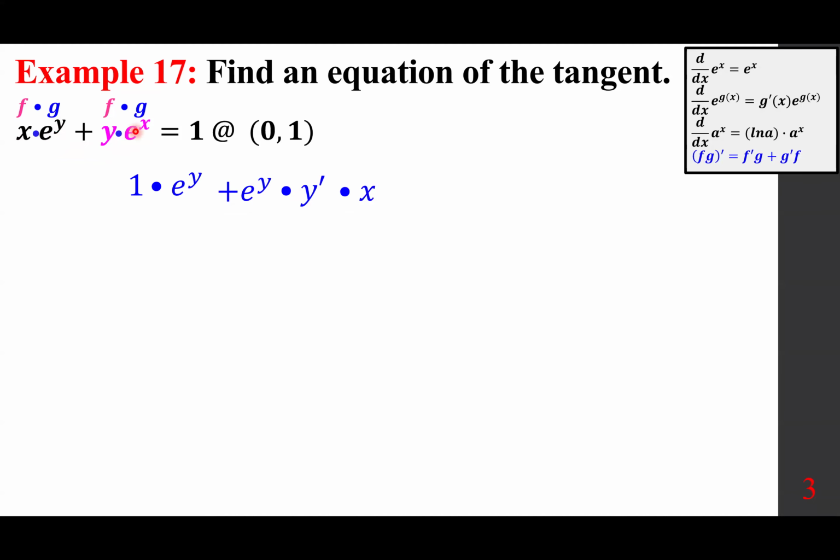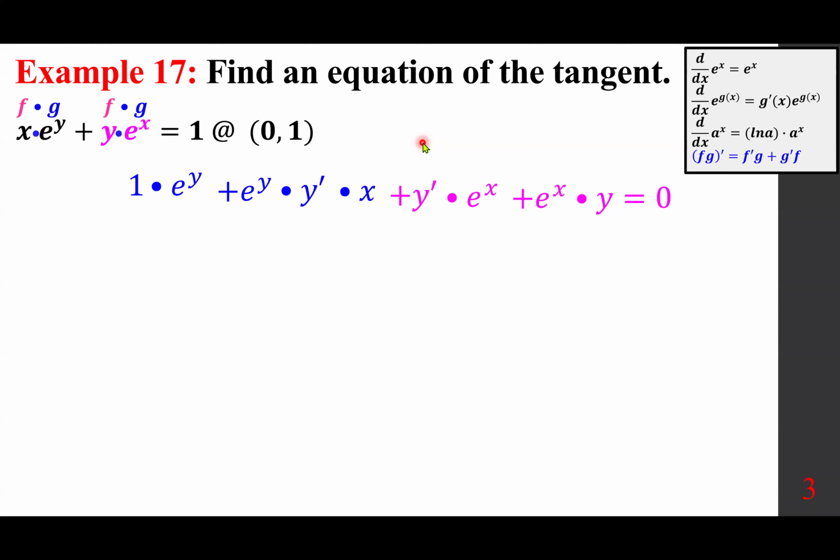And now we move on to this one. The derivative of y is y prime times g, which is e to the power of x, plus g prime, which is itself e to the power of x, times f, which is y, and 1 is a number, which results in 0. So right here, you can plug in 0, 1, and find y prime, which becomes the slope. But let's solve for y prime.